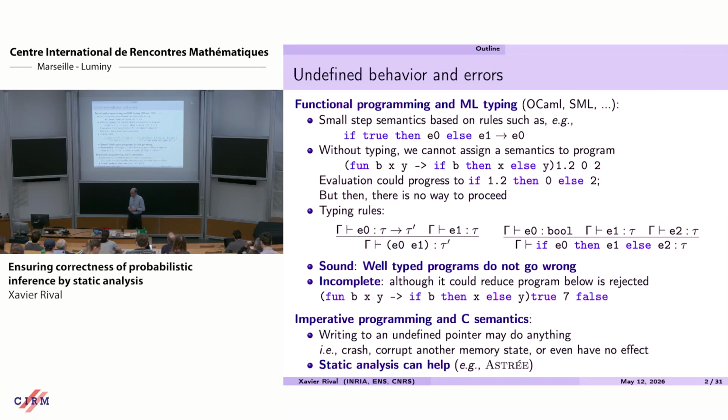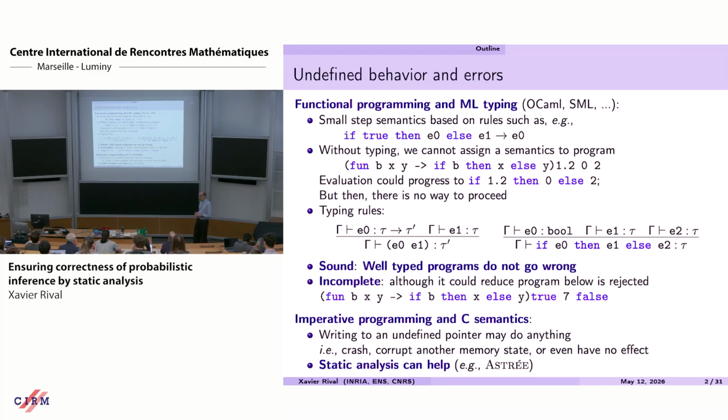I give just a few very brief examples without introducing too much formalism, because it's not the focus of the lecture. If we try to give a semantics to languages like ML, OCaml, SML, and so on, you can start with small-step semantic rules that tell you how to make transitions to evaluate your programs. I give one here at the top. If you have a condition and you know that the condition is true, then you proceed to evaluate the first sub-expression.